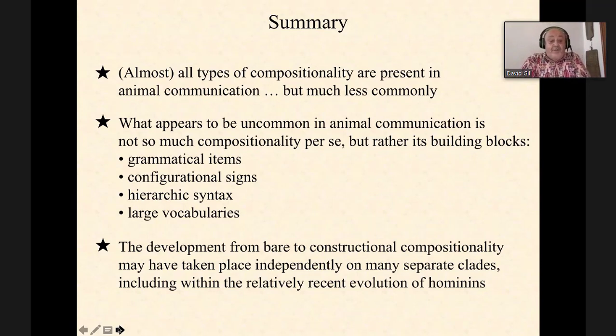So what I'd like to argue then is that the development from bare to constructional compositionality may have taken place independently on many separate clades. So in particular, what you find within the recent evolution of hominins could perhaps have occurred independently amongst other primates, even amongst non-primates such as bees.